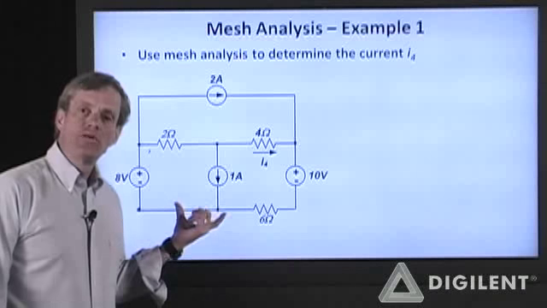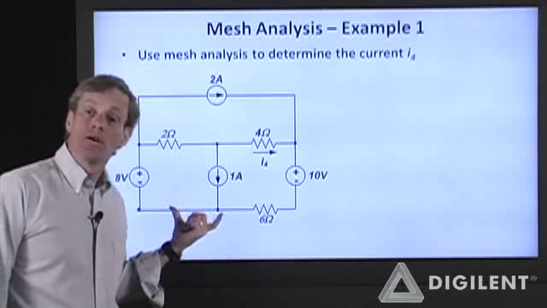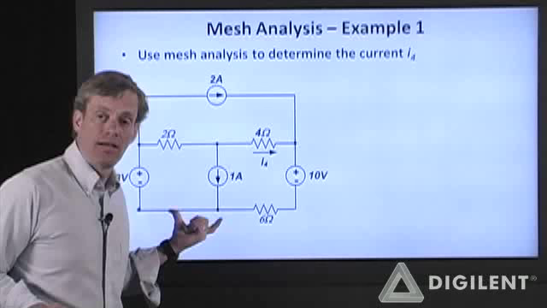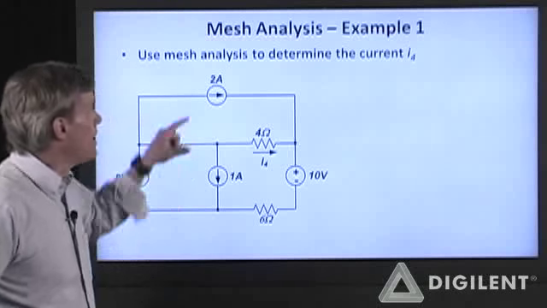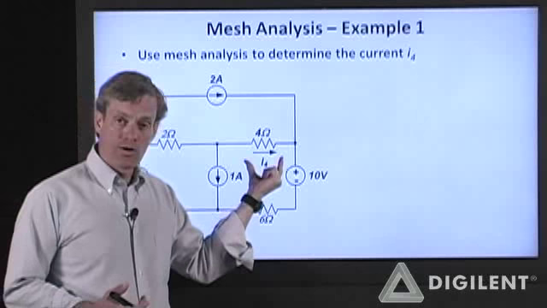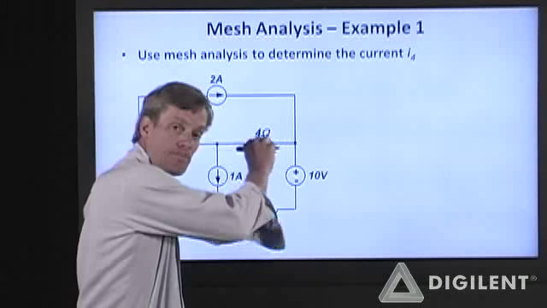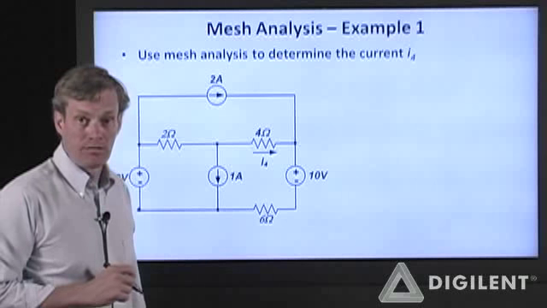Okay, now let's do an example of a mesh analysis for a circuit that contains current sources and will thus be analyzed using constrained loops. I want to use mesh analysis to determine the current I4. That's the current through this 4 ohm resistor. My assumed direction is positive left to right.